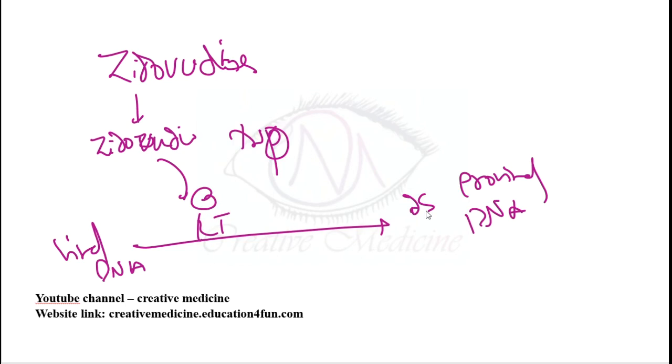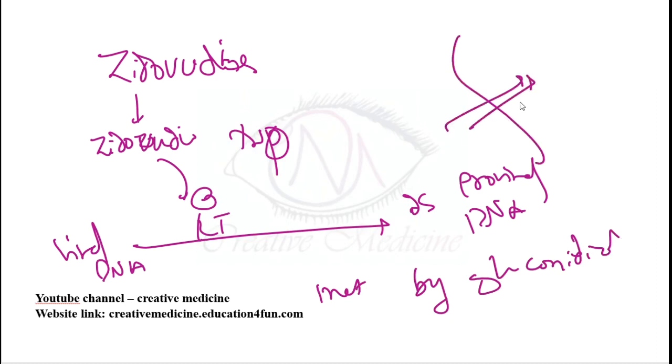Now, if you see pharmacokinetics, this is metabolized by glucuronidation, and it will cross the blood-brain barrier and also the placenta. Resistance is acquired by point mutation altering the reverse transcriptase.